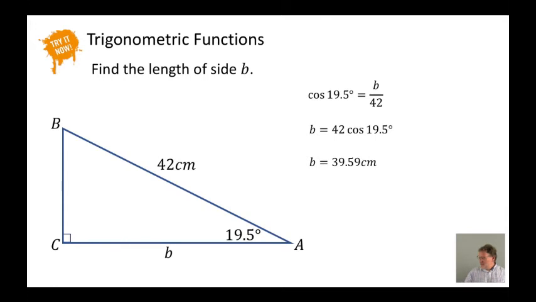I'm just saying b is equal to 42 times whatever the cosine of 19.5 degrees is. That's fine. And only then, after I'm done manipulating it, do I actually find out what the cosine of 19.5 degrees is, and then I multiply it by 42 to get 39.59 centimeters. Hopefully that's not too confusing.